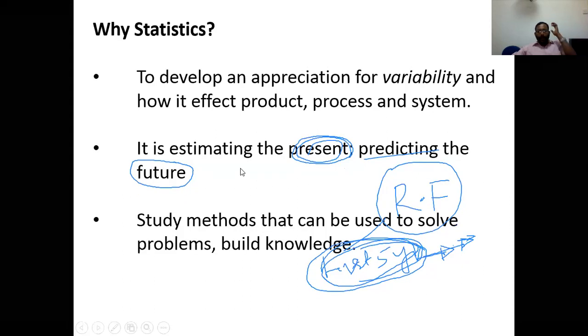Right. What about the third aspect of statistics? Study methods that can be used to solve problems, and we try to build some knowledge, right? So that you should understand. Study the methods that can be used to solve the problems. That is also important, isn't it? We as human beings want to solve problems using some methods, some ideas. Statistics is also the same. Don't forget statistics in the data aspects. It is a tool.